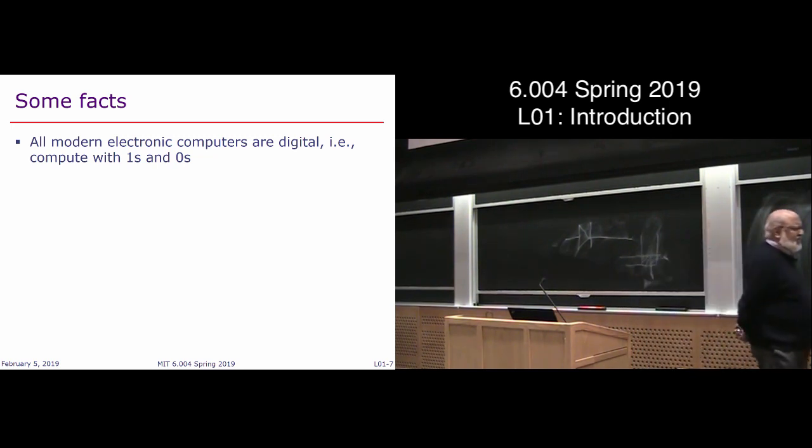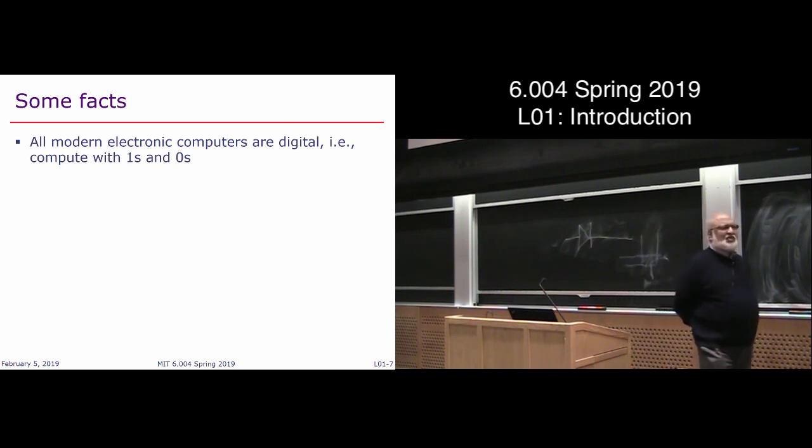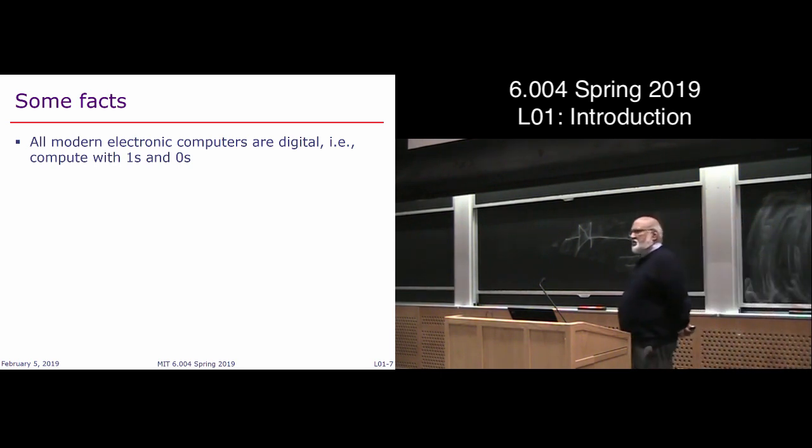So there are some facts, and I call them facts because I can't derive them. That's how it is. One of them is that all modern electronic computers are digital. That is, they compute with ones and zeros. They certainly don't work with decimal numbers. They work with binary numbers, ones and zeros. There are very, very good hardware reasons why we want to deal with just ones and zeros. It's much more resilient. We know how to build it very well. And it turns out mathematically also it's much more efficient to deal with ones and zeros than with some other encoding of numbers.